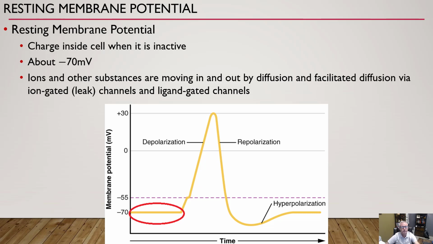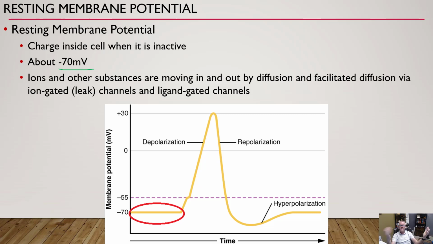All right, so resting membrane potential. So the cell is at rest. Nothing is happening. Remember that I said we can stick probes in the cell and figure out what's going on. And that our resting membrane potential is about negative 70 millivolts. And what's happening here is that the cell is just doing its normal stuff.